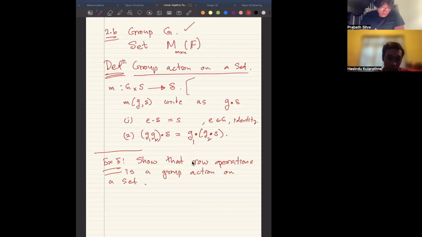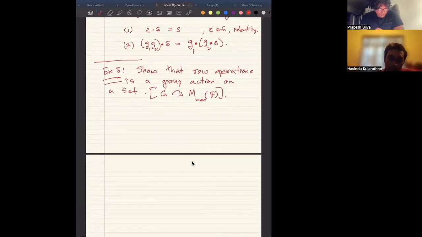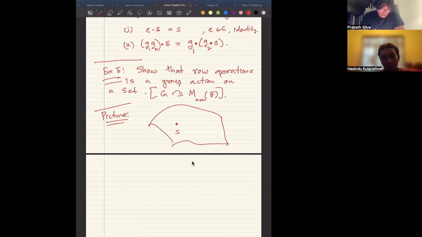More precisely, we typically write the group G acting on the set S. So in this case, we have the same group G here, and this acts on the M by N matrices. Okay, good. It's easy to verify these things. Now the picture is this: if this is your set S, and this is your element S, then you apply G, and you get G dot S.